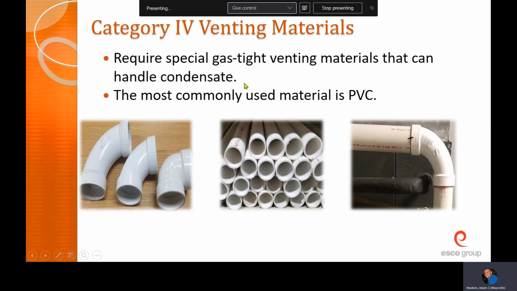For Category 4 venting materials, you've got to use PVC. It's got to be glued. I'm not sure of the schedule. I think it's got to be schedule 40. It's got to be the thicker one. It can't just be the drain type, like what you'd use for sewage or septic or something. It's got to be the thicker PVC.